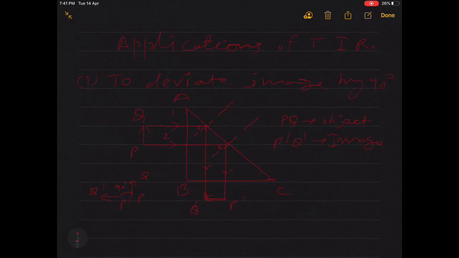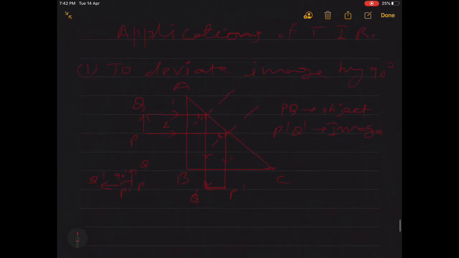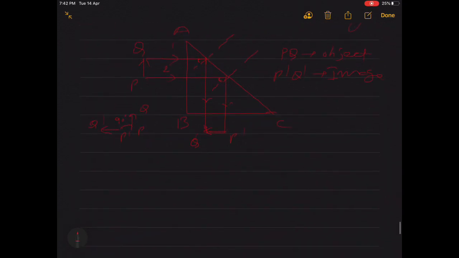If you place object parallel to any of the two perpendicular sides which are equal also, you will get the same result. If you place object here, then P dash Q dash would be object and PQ would be image. If you place object here, then P dash Q dash is image. But in both the cases, the image will be deviated by 90 degree. This is one of the use of right angled isosceles prism. With the help of same prism, we can deviate image by 180 degree also.